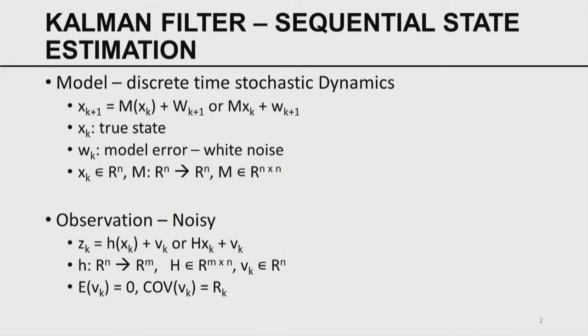The data assimilation algorithm, ultimately, when we derive it, is called the Kalman filter equation. The name filter in Kalman filter has a very special connotation. We will talk about what is filtering, what is prediction and so on a bit later, but we will start with some of the basic descriptions of the model and the observation. The Kalman filter also refers to sequential state estimation.